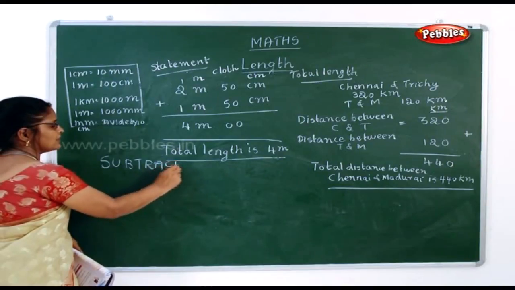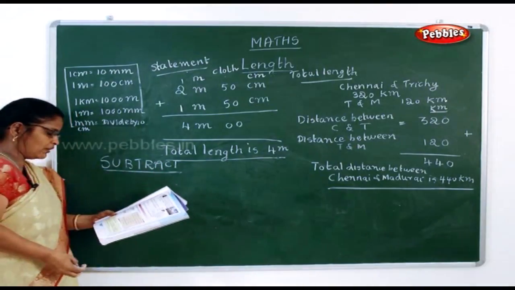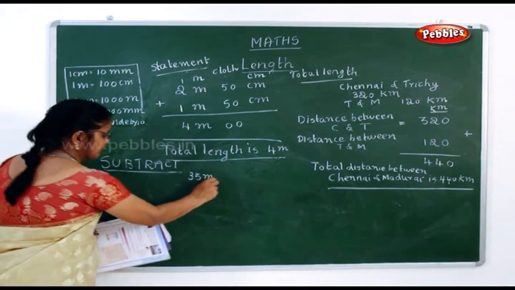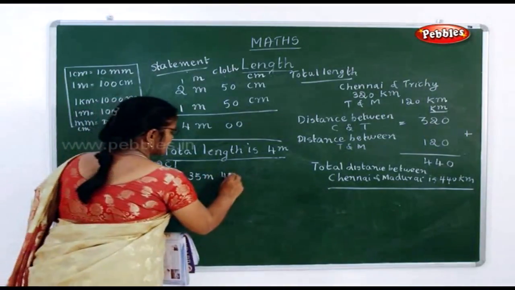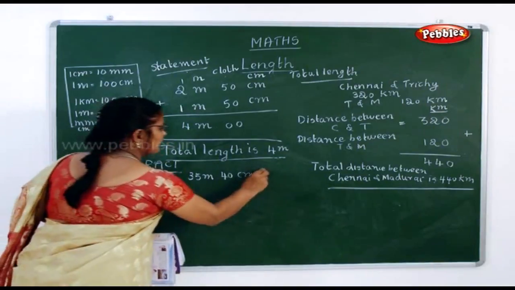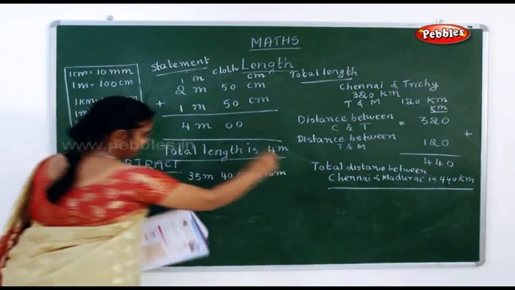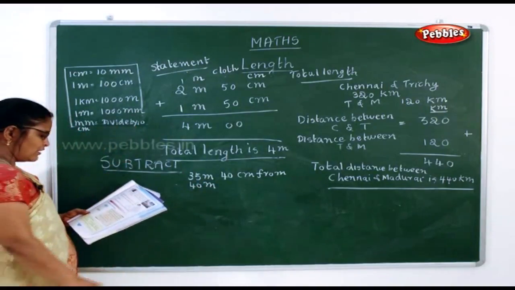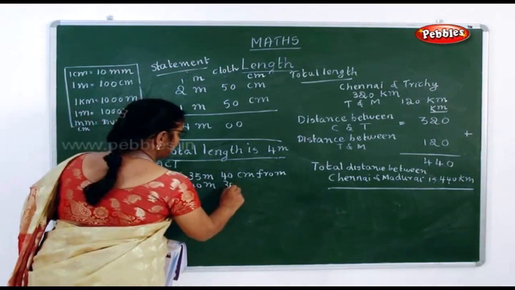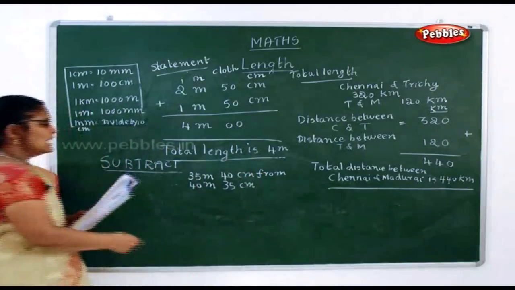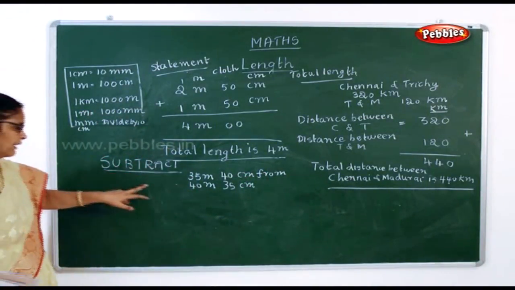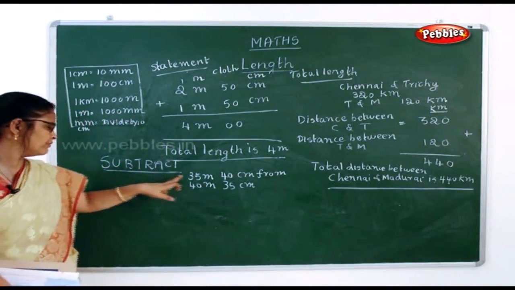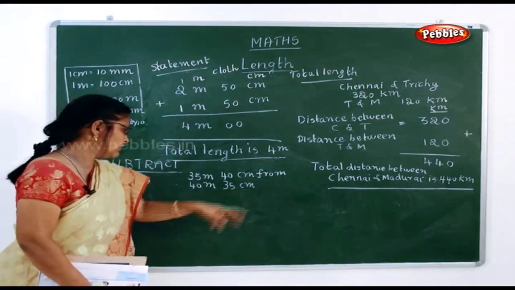Very good, subtraction. Just one thing I'll tell you, how you have to do subtraction. See, 35 meter 40 centimeter from what is it? 40 meter and 35 centimeter. This is a sum given in your book. Now, they have given us: subtract 35 meter 40 centimeter from 40 meter 35 centimeter.